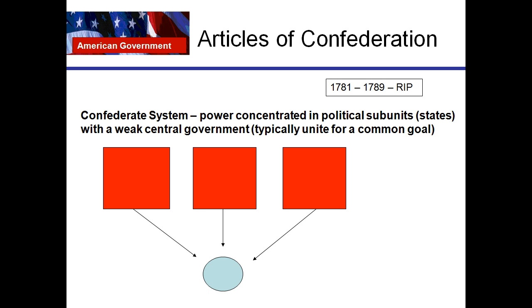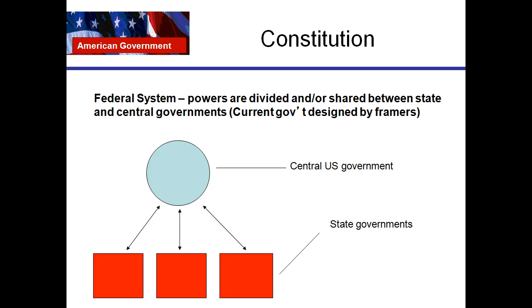Now, after the Articles of Confederation, you had the Constitution. And the Constitution has a federal system where the powers are divided and or shared between state and central governments. So you have a powerful central U.S. government, and you also have powerful state governments. So this demonstrates the concept of federalism, which is the division of powers between the federal government and state governments. So our Constitution has this idea of federalism in it, and we'll be talking about that more in the future.